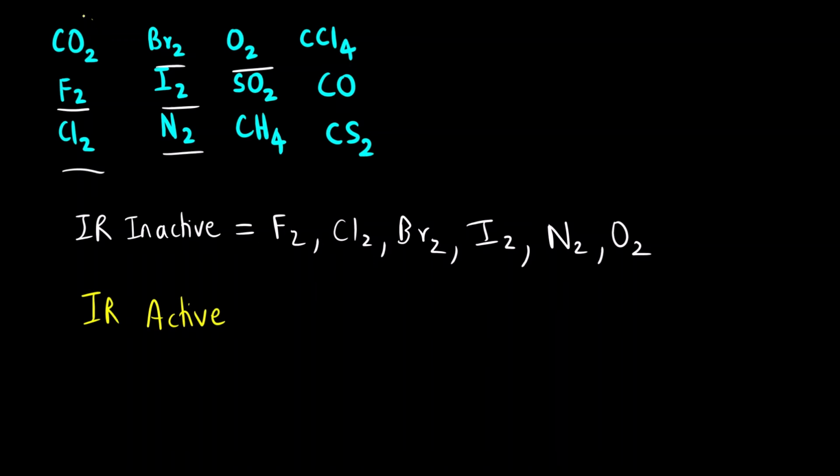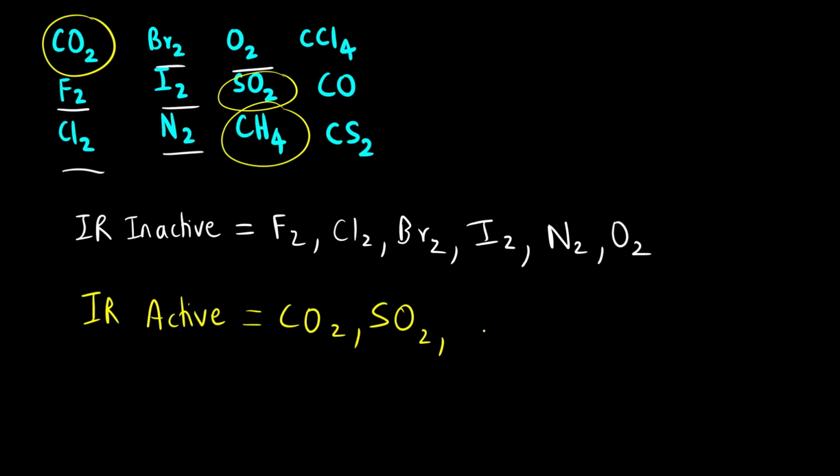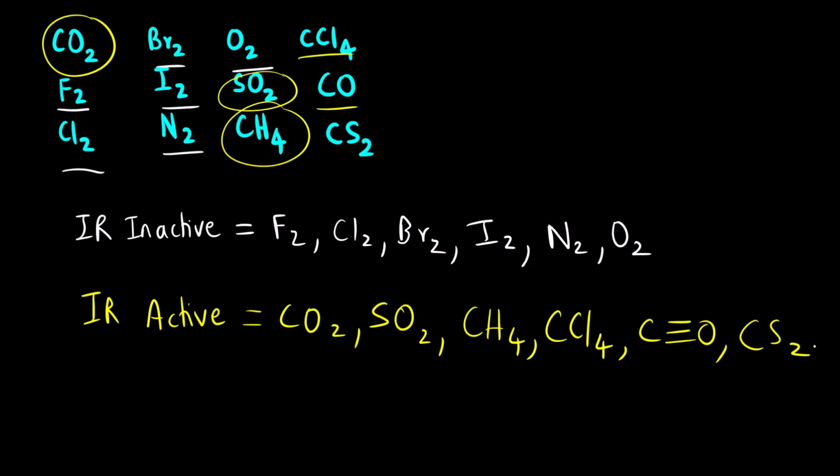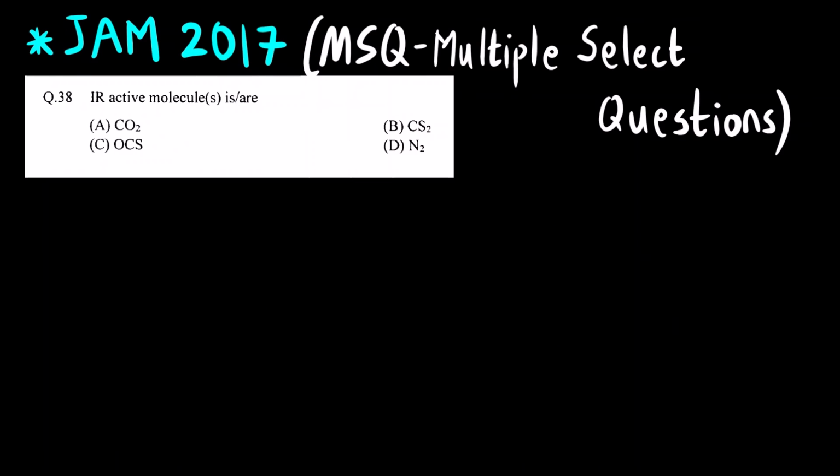That is, CO2 is IR active, then SO2 is IR active, methane is IR active, CCl4 carbon tetrachloride is IR active, carbon monoxide is IR active, and CS2 is also IR active. So all these are IR active molecules. I hope you have understood the concept.